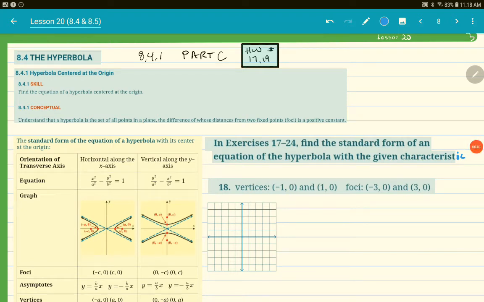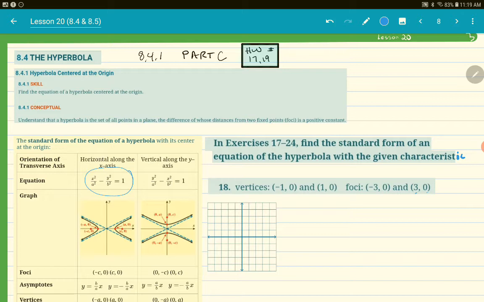As we continue to look at hyperbolas that are centered at the origin, now we're looking at exercises 17 through 24, where we have to find the standard form given our vertices or foci. So these are centered at the origin. As you can see, the foci are plus or minus the same number with the 0, and the vertices are also plus or minus the same number. So I can see that it's centered at the origin, but let's draw it first to see.